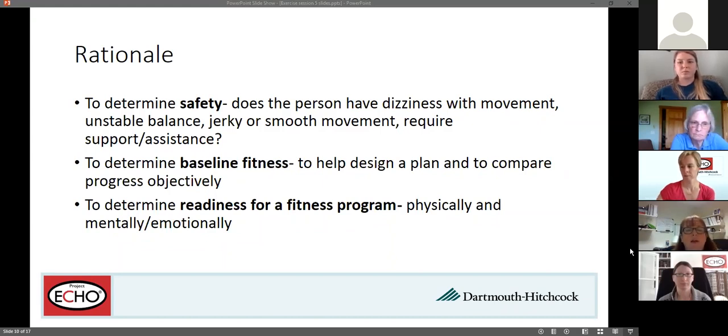The third determinant is whether they are ready for fitness. And I think that there are great tools out there for looking at fitness readiness physically, mentally, and emotionally. You know, are they really motivated, or has their doctor told them one too many times they need to get there and they're kind of coming unwillingly? So I think those are all tools that we can take a look at. Next slide.